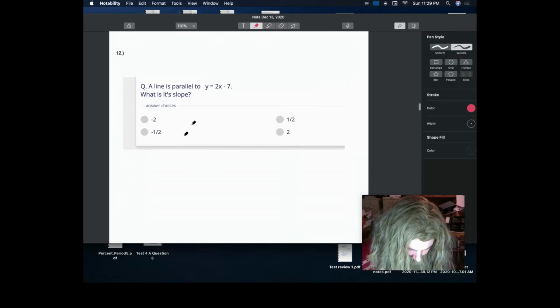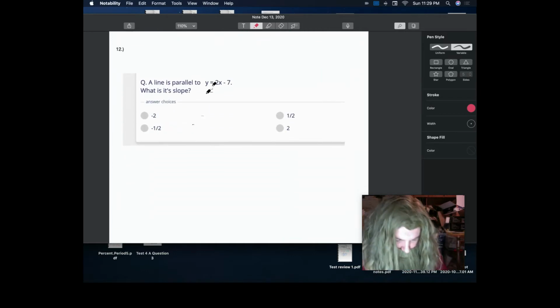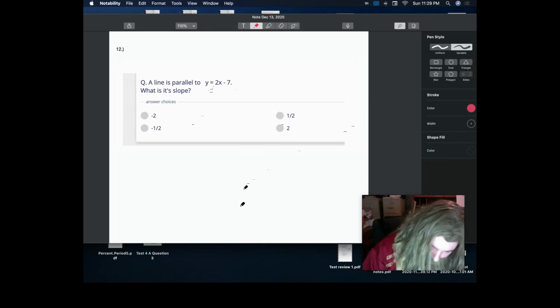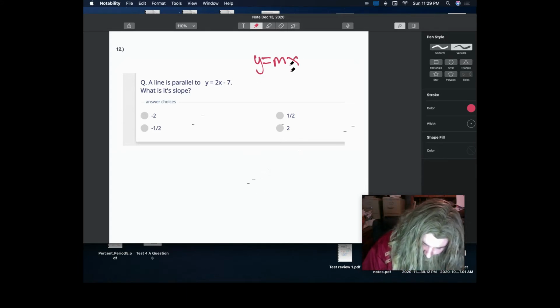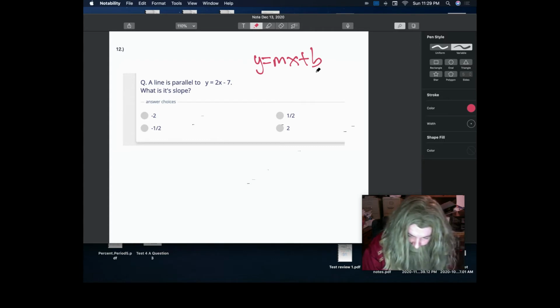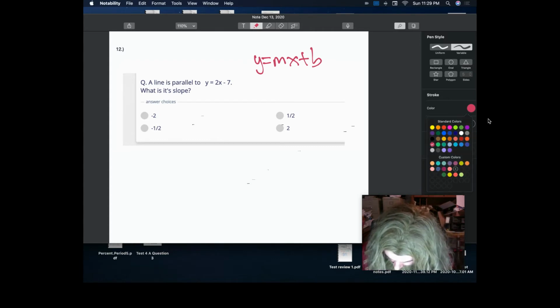Let's move on. A line is parallel to y equals 2x minus 7. Look, it is our old friend y equals mx plus b once more. Whoever made this review really wants you to know y equals mx plus b.